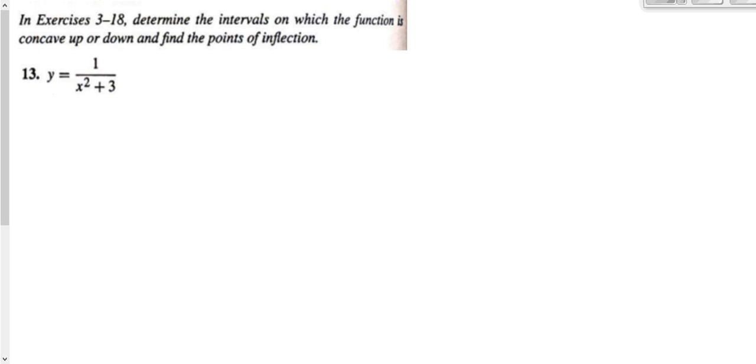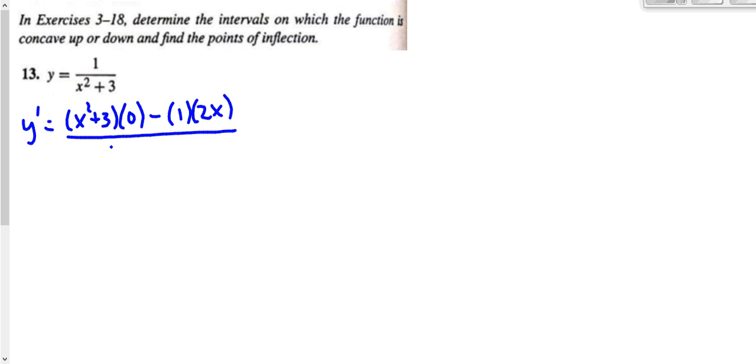So the first derivative, okay, do you want to use the quotient rule or do you want to change this and use the chain rule? It's up to you. I'm going to use the quotient rule. So I have the bottom, x squared plus 3, times the derivative of the top, 0, minus the top, 1, times the derivative of the bottom, 2x, over the bottom squared, x squared plus 3 squared. And we're going to simplify that. So we have negative 2x over x squared plus 3 quantity squared.